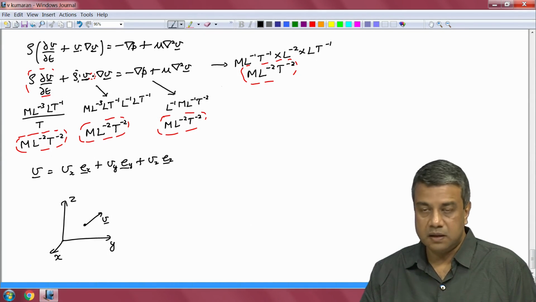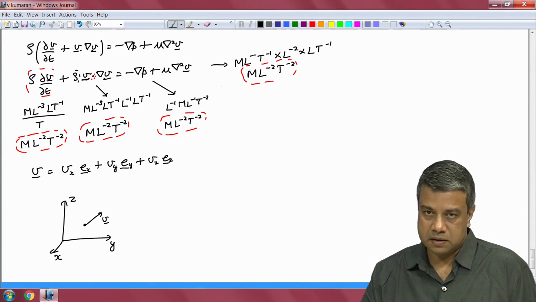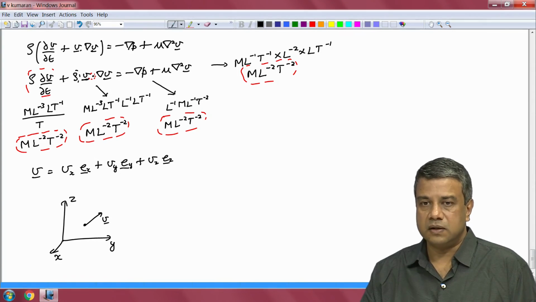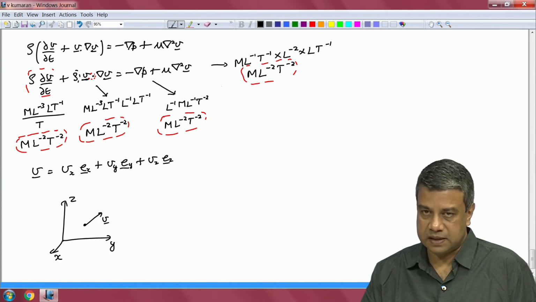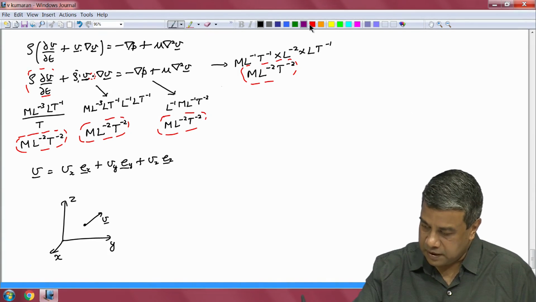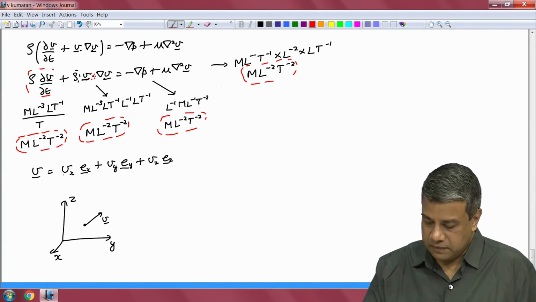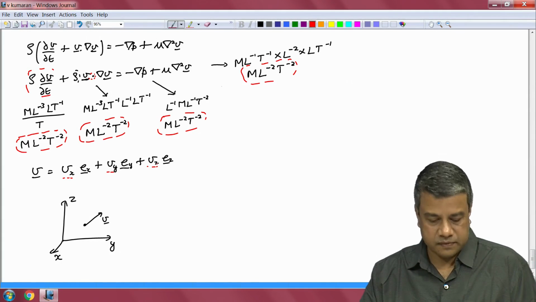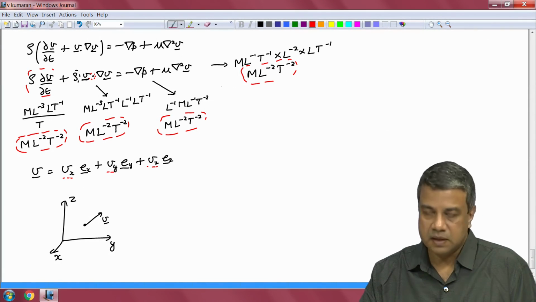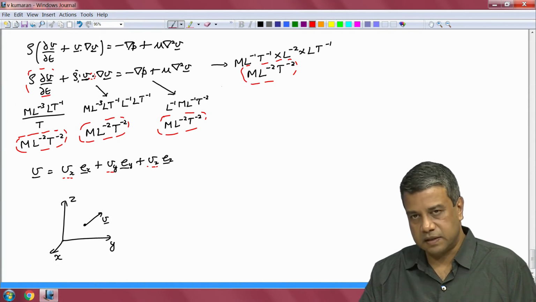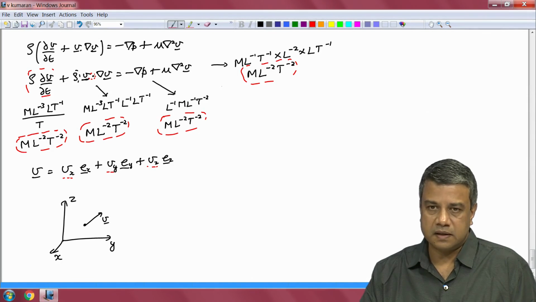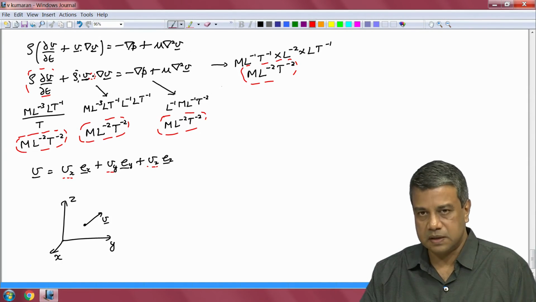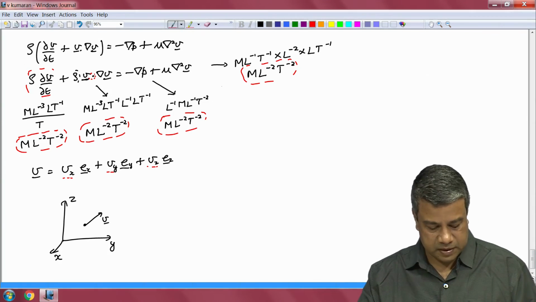Unit vectors have no dimension, they are dimensionless. They are only directions in space of unit length. The components of any vector, all components of the vector have to have the same dimension, and that is the dimension of the vector itself. So, for a vector, all components have to have the same dimension, that is the dimension of the vector. Unit vectors have no dimension.